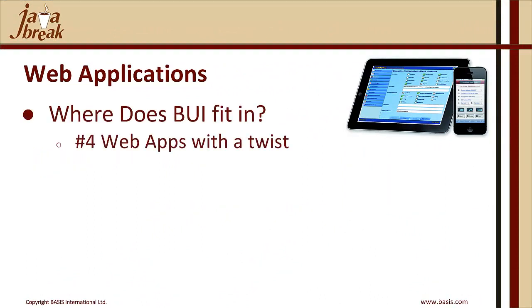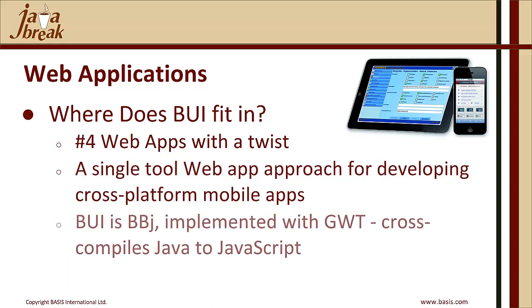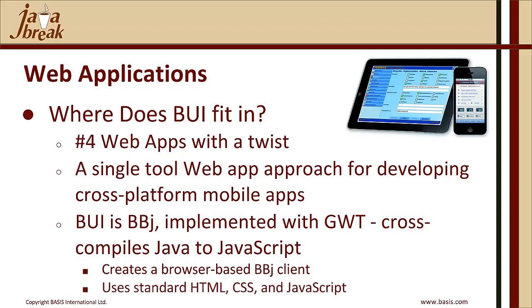It's number 4. It's a web app, but with a twist. It's a single-tool web app approach for developing cross-platform mobile apps. After all, BUI is BBJ. It's implemented with GWT, which cross-compiles Java to JavaScript. And that creates a browser-based BBJ client, just like any of your own business applications developed in BBJ. It uses standard HTML, CSS, and JavaScript to be deployed in the browser.